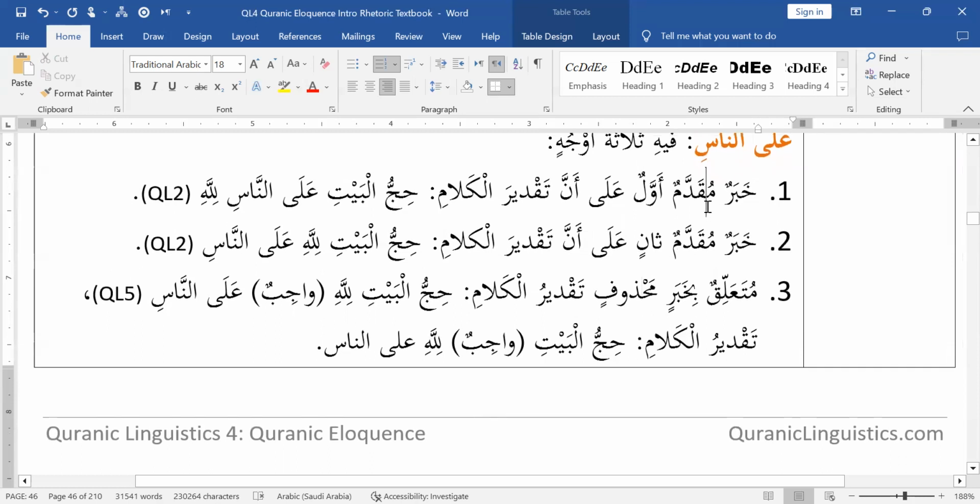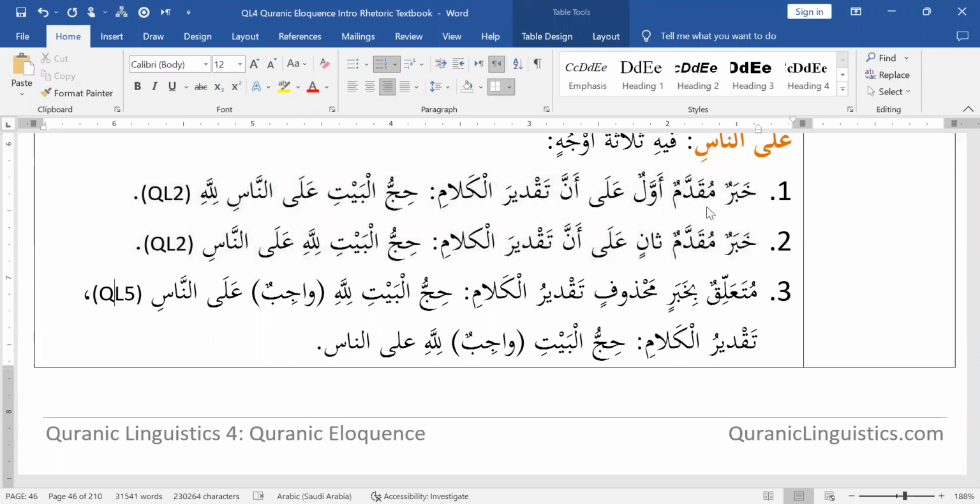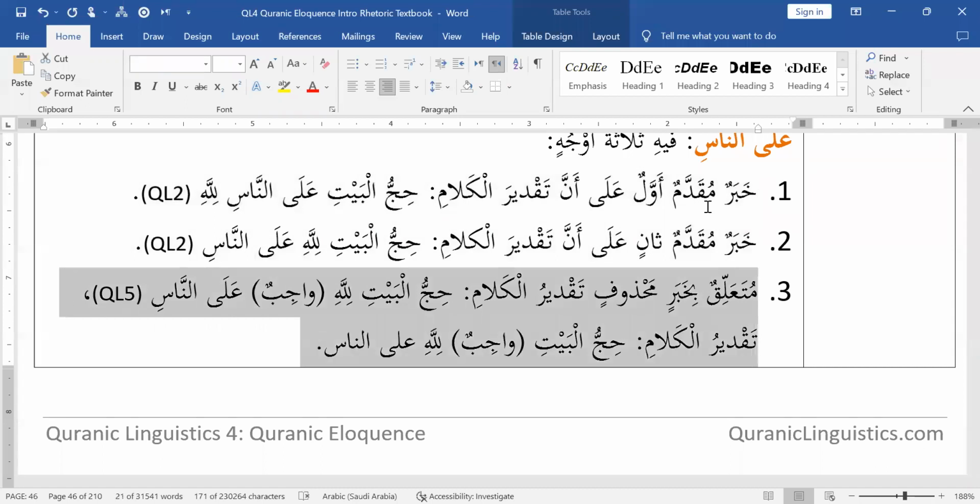So just a quick recap. According to these two understandings, shibul jumla can be khabar. According to this understanding, which is the advanced and deeper understanding from QL5, khabar cannot be shibul jumla. Shibul jumla cannot be khabar.